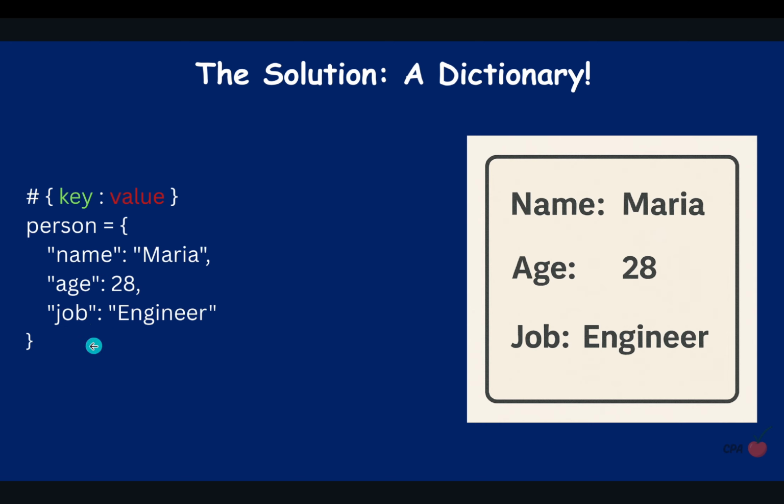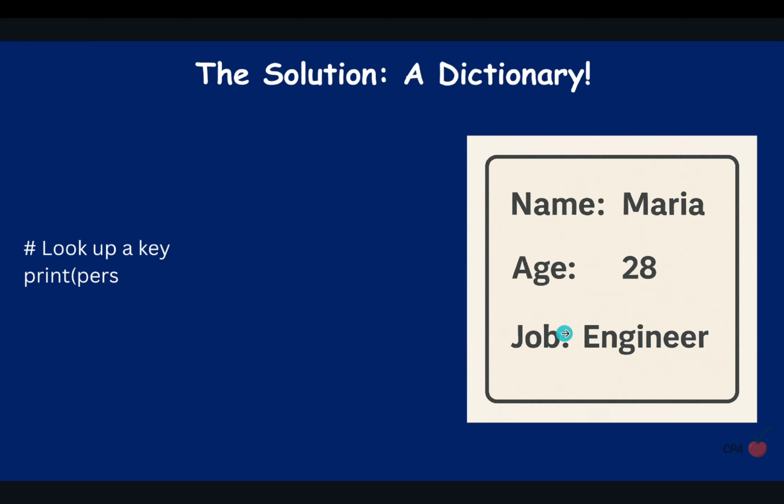By using a dictionary instead of a list, it's super clear what all of these values mean. So if you look at our code, we immediately realize that, oh yeah, 28 is the age of the person. So it's super clear. Now, if we want to look up a value in our dictionary, we can use the key to access the value. For example, person, then we open the brackets, and then we put the key, which is job. And then if we print this, it will return engineer, the value of the key.